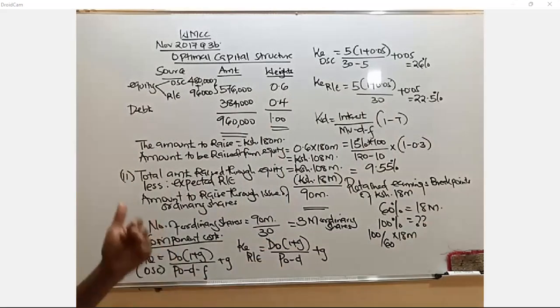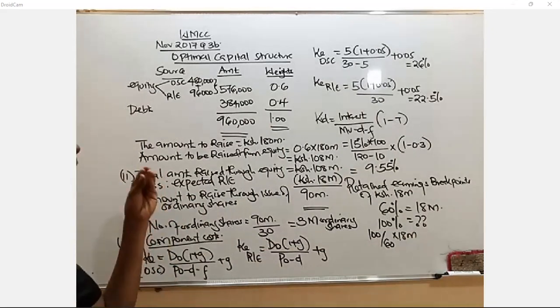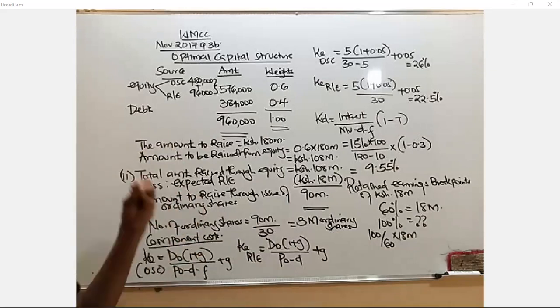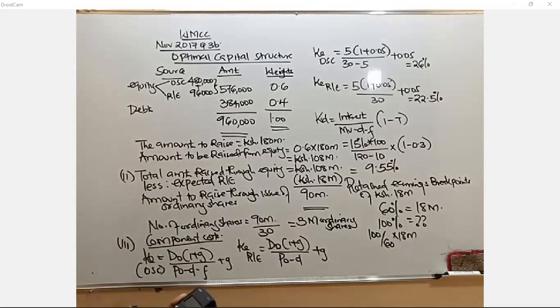If we are not going to give the ordinary shareholders their proportion, what if we tell them that we are going to retain the whole amount for reinvestment purposes? How much will that amount be? That is what we are looking for. So it will be 100 divided by 60 times 18 million. Then it means that it can give us 30 million Kenya shillings.